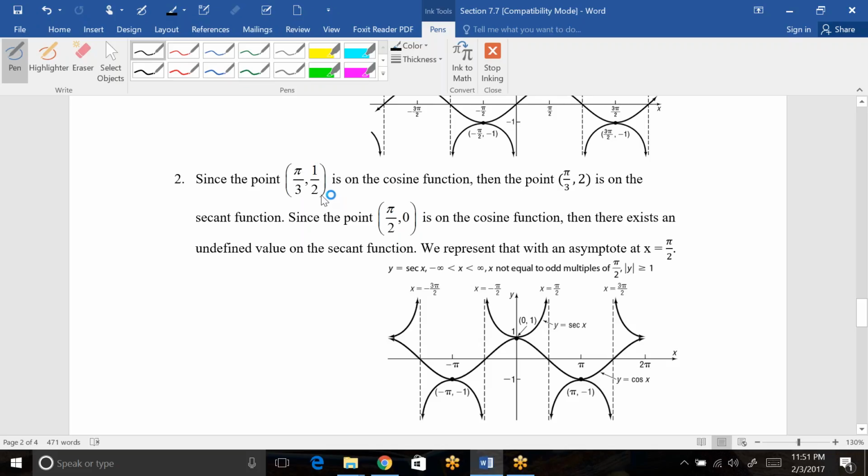So pi over 3, it was 1/2, so pi over 3 would be 2 over 1, or just 2 for the secant function, which means at pi over 2, which is where you normally would hit 0 for the y value, 1 over 0 again would create an undefined. So we get at pi over 2, 3 pi over 2, negative pi over 2, negative 3 pi over 2, you get these asymptotes. So something interesting is that tangent and secant have the same restrictions, and cotangent and cosecant have the same restrictions for their asymptotes.